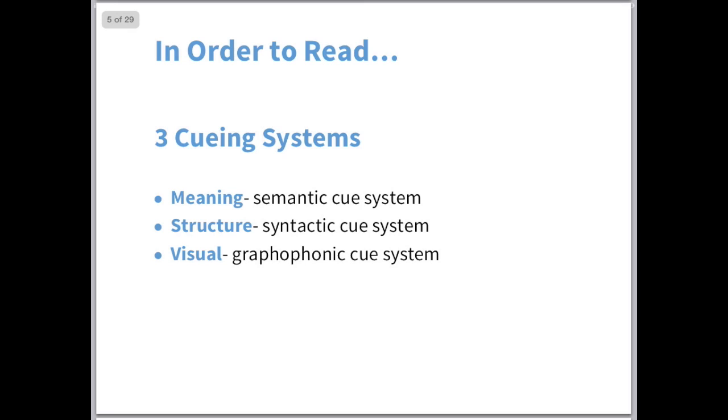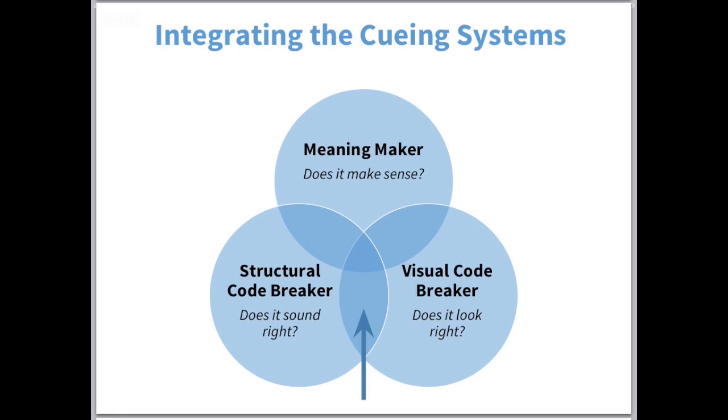According to her, readers use cues from three sources when reading: meaning, the semantic cue system; structural, the syntactic cue system; and visual, the graphophonic cue system. The goal for readers is to integrate the three cueing systems while reading for meaning.